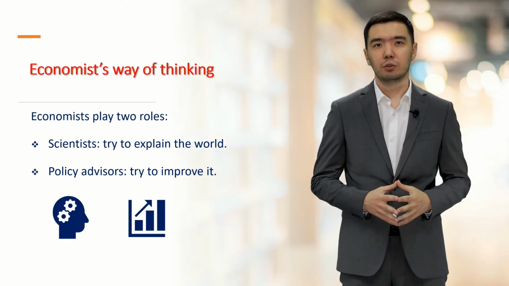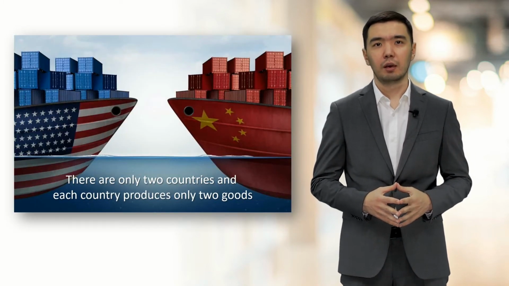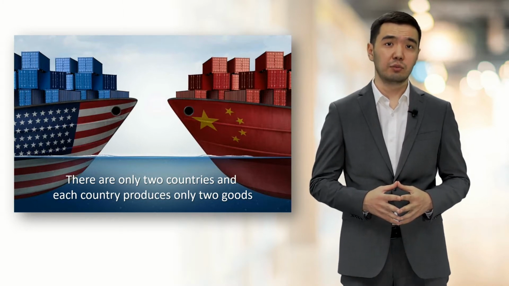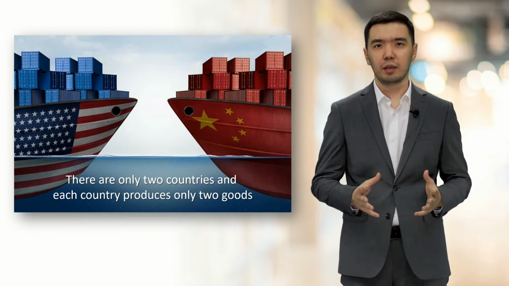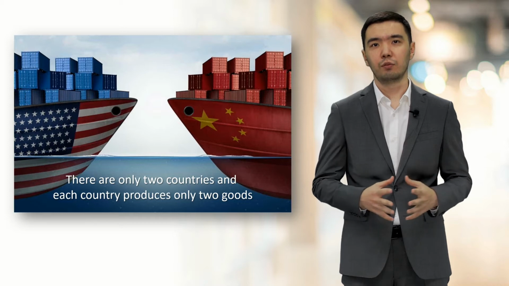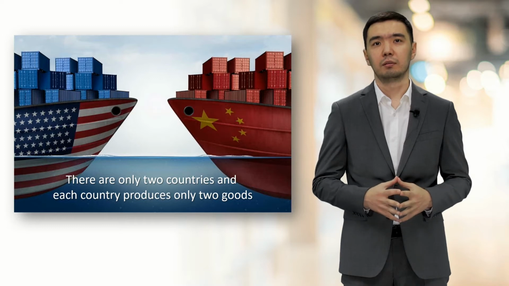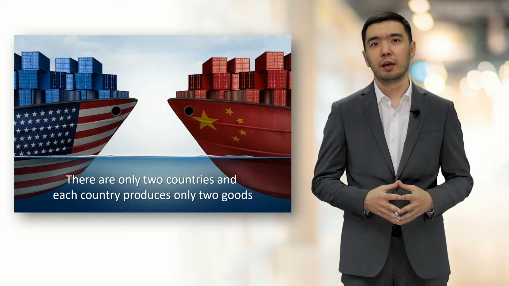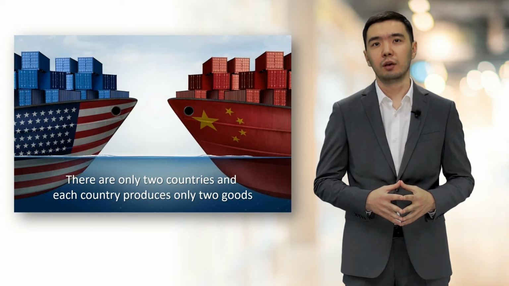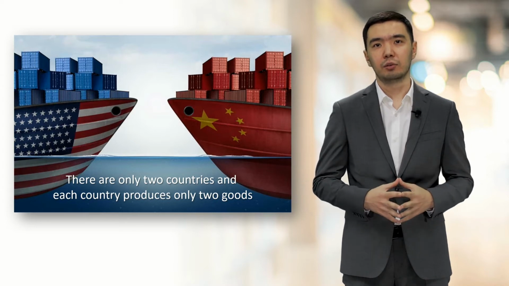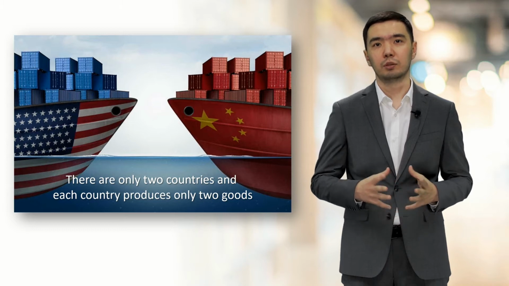For example, to study the effects of international trade, we might assume that the world consists of only two countries, and that each country produces only two goods. In reality, there are many countries, each of which produces thousands of different types of goods and services. But by considering a world with only two countries and two goods, we can focus our thinking on the essence of the problem. Once we understand international trade in this simplified world, we are in a better position to understand international trade in the more complex world in which we live.